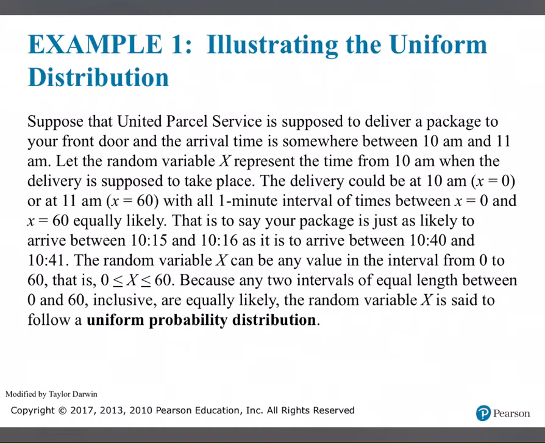Suppose that UPS is supposed to deliver a package to your front door, and the arrival time is somewhere between 10 a.m. and 11 a.m. Let the random variable x represent the time from 10 a.m. when the delivery is supposed to take place. The delivery could be at 10 a.m., so 0 time has passed, so that's why x represents 0. Or at 11 a.m., so that means 60 minutes has passed. So x can be anywhere from 0 to 60, and x is that random variable.